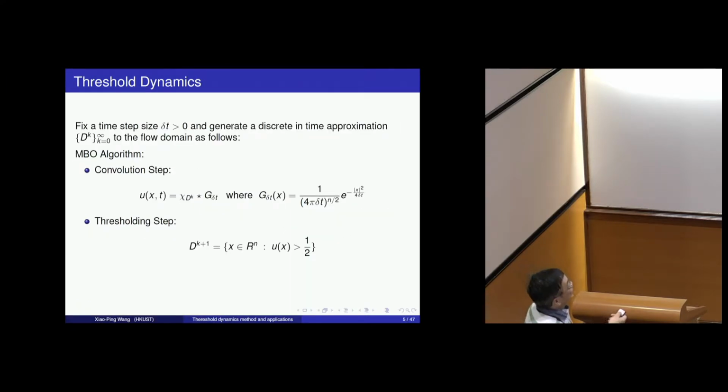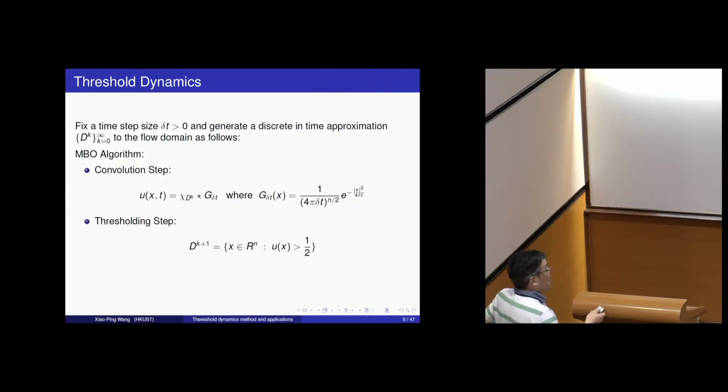So you have two steps. The first step is the solution of a heat equation, which is given by convolution of a heat kernel with the characteristic function. The second step is a simple thresholding. So you update your domain this way, and then your interface moves. Okay, and you can show this is motion by mean curvature.